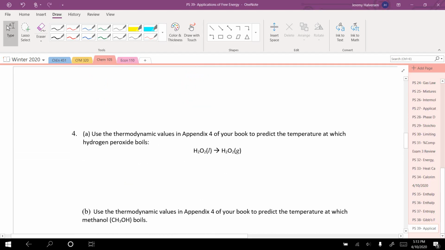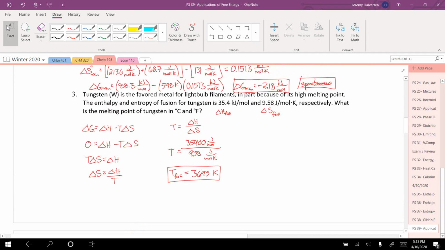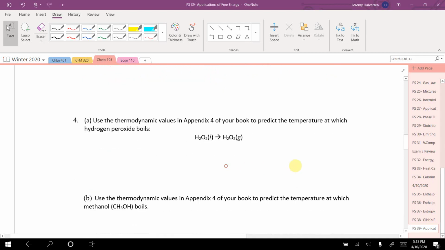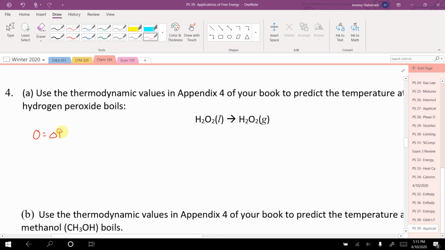Okay, problem 4. Use thermodynamic values in Appendix 4 of your book to predict the temperature at which hydrogen peroxide boils. Okay, so very similar to here, we want to find the temperature at which something becomes spontaneous. In order to do that, we know delta G is going to be 0, so we need delta H and delta S for that process, and then we can find the temperature at which something becomes spontaneous. So I'm just going to write that here. We know that 0 equals delta H minus T delta S, and so the temperature is just going to be delta H over delta S. Okay, so we've got to look up these values for H of formation and S.